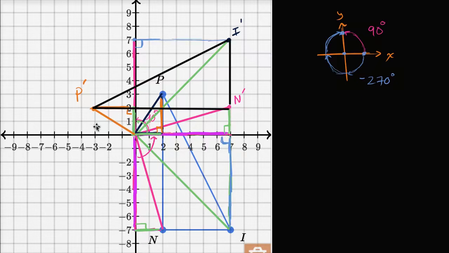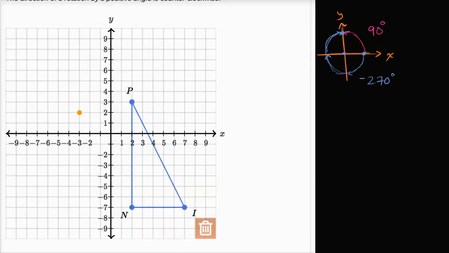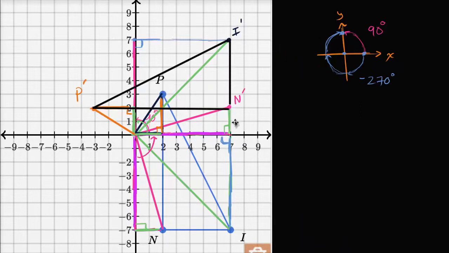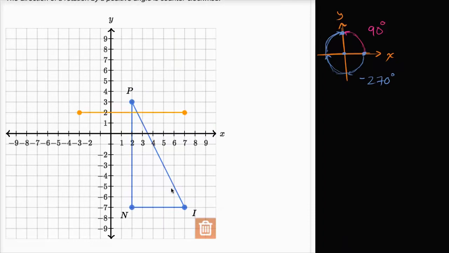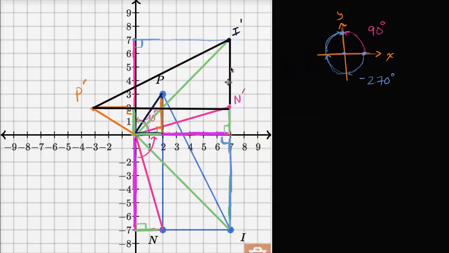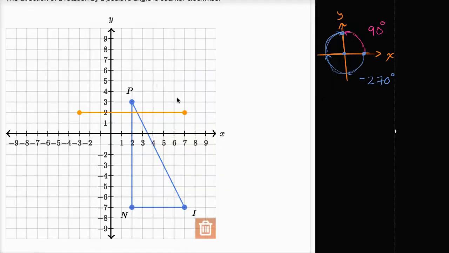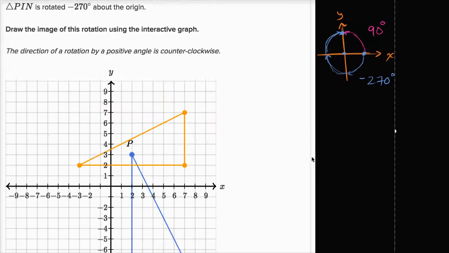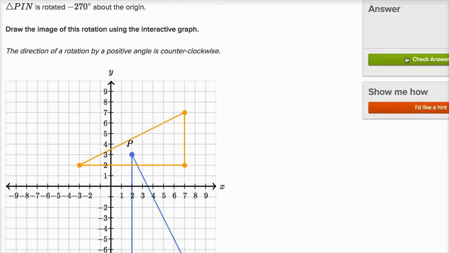So let's see, point -3, 2. So -3, 2 is there. I have 7, 2. So let me put that in there. And then I have 7, 7 is there. So 7, 7, and then I'll draw here again to connect the lines, and I'm done. I've rotated it through an angle of 90 degrees, or -270 degrees, which is what they originally asked me for, and I can check to make sure I got the right answer.